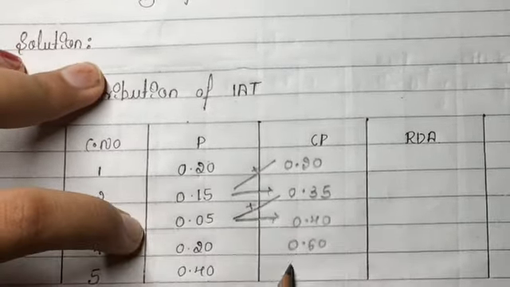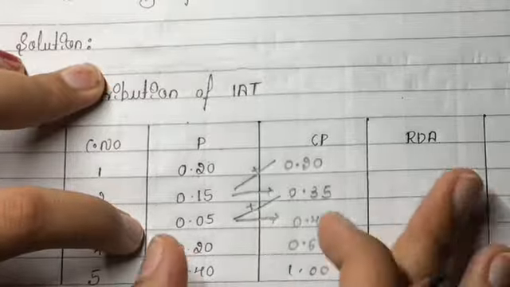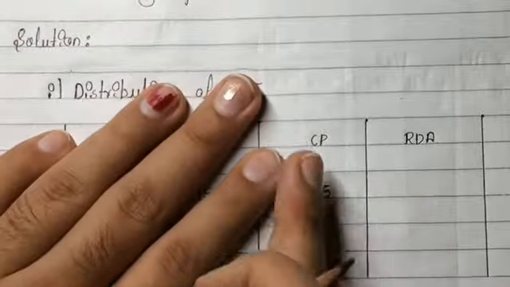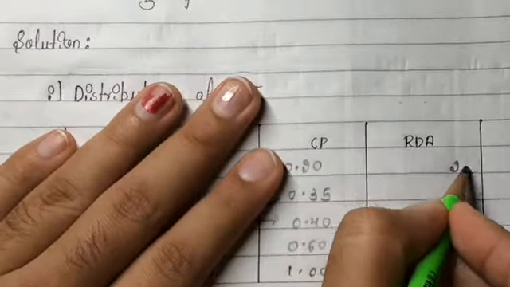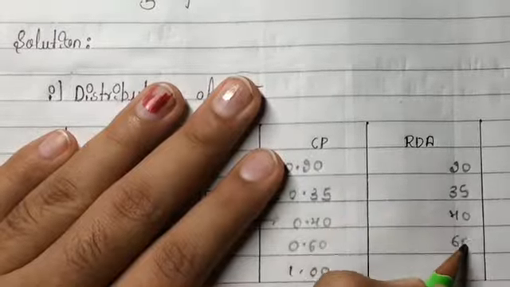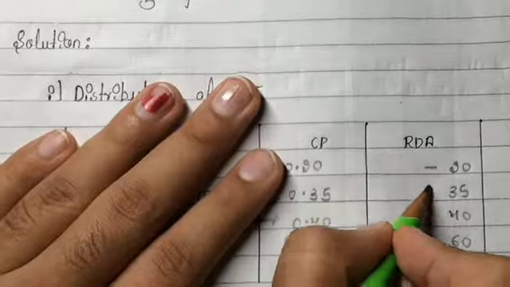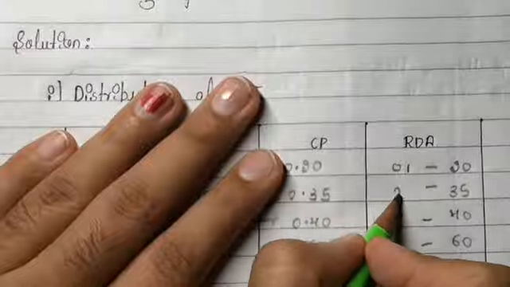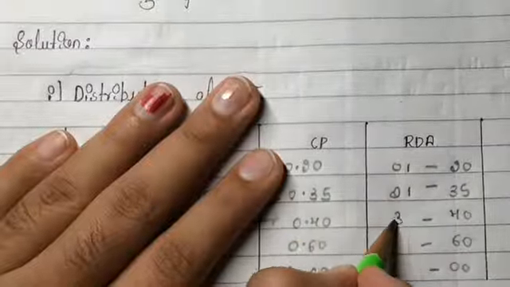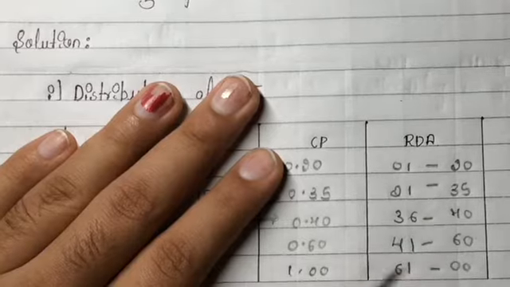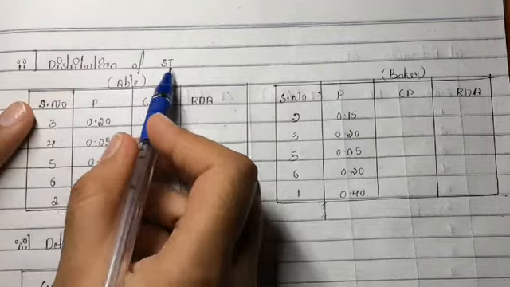Now the value is 1.00. Next, for the random digit assignment, keep the values on the right side, which are after the decimal point, that is 20, 35, 40, 60, 00. Now we make the intervals: 1 to 20, 21 to 35, 36 to 40, 41 to 60, 61 to 00. Next, the second step is the distribution of service time.